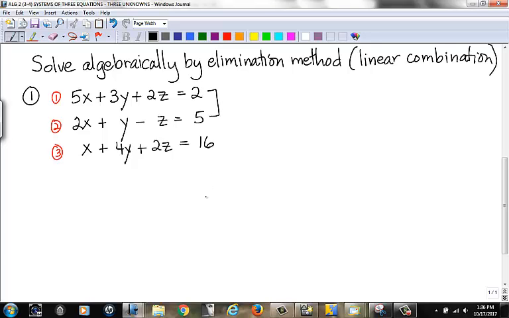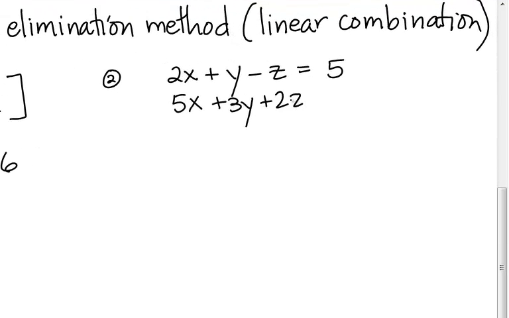If I want to eliminate the z's, I could multiply equation 2, that 2x plus y minus z equals 5. I'll write them both down. So I want to work with those two, and I want to eliminate the z's. What can I multiply this by on both sides? 2. I want to try to get the signs opposite so that I can add. So I'm going to multiply by 2 on both sides.